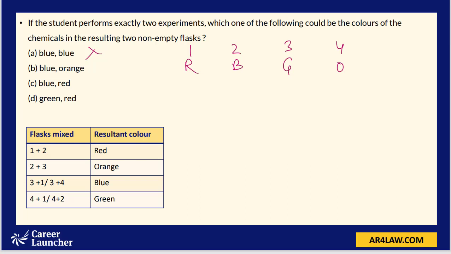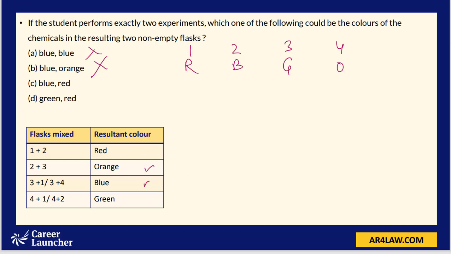Then blue and orange. Now if you check this mixing and resultant color table, if I want blue and orange, in both the combinations you can see flask number 3 has been used. If I want to create orange, flask 3 has to be mixed with flask 2. If you want to create blue, again 3 has to be mixed with 1 and 4. Now this is not practically possible because in both the experiments you would need two distinct flasks. So option B is also not possible.